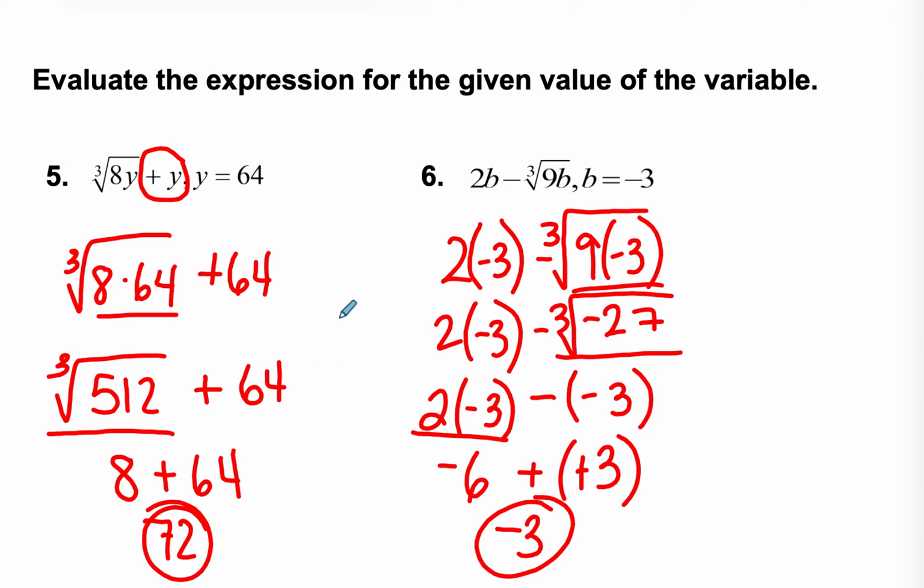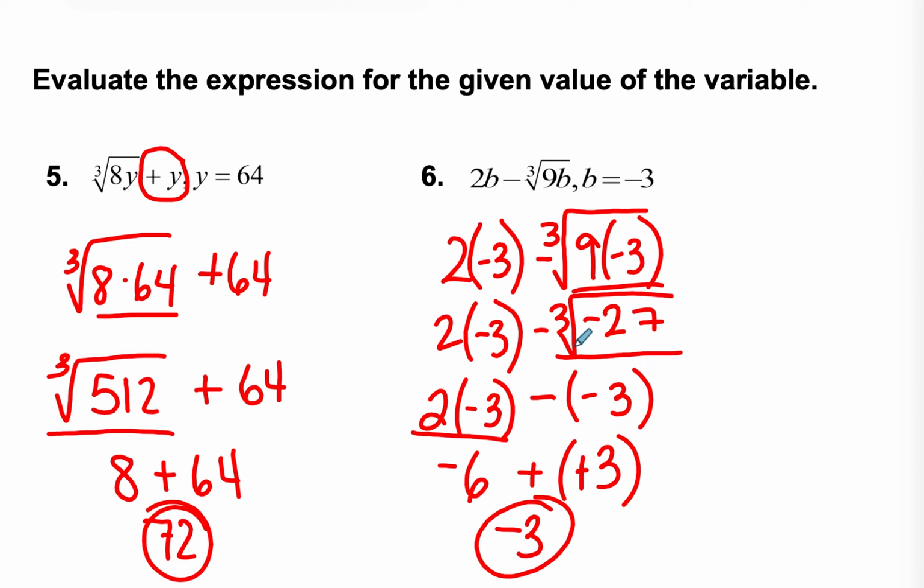All right, on this next one, we have 2 times b minus the cube root of 9 times b, where b equals -3. So again, we're going to take in that -3, we put it in for b. So 2 times -3 minus the cube root of 9 times -3. Again, that cube root symbol acts like parentheses. Whatever is in there, we have to do first. So 9 times -3 is -27 is our first step.